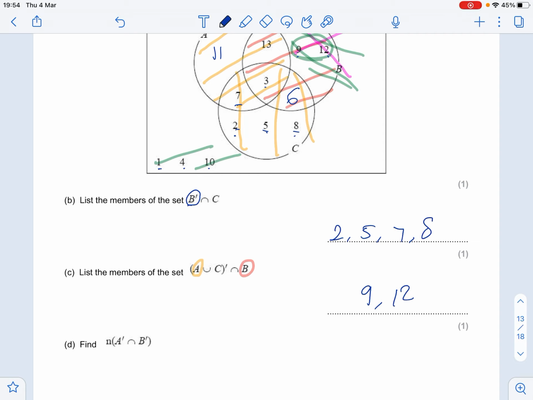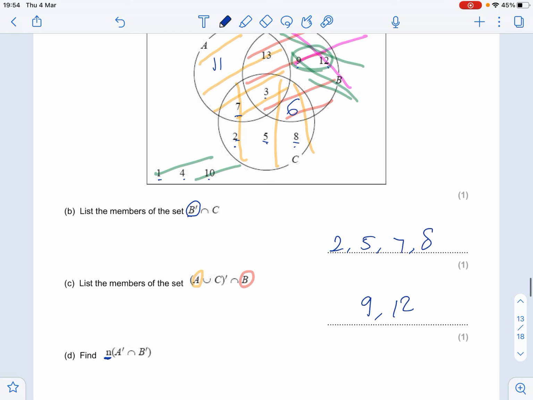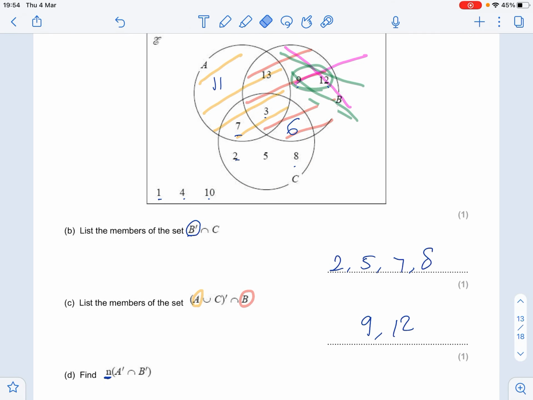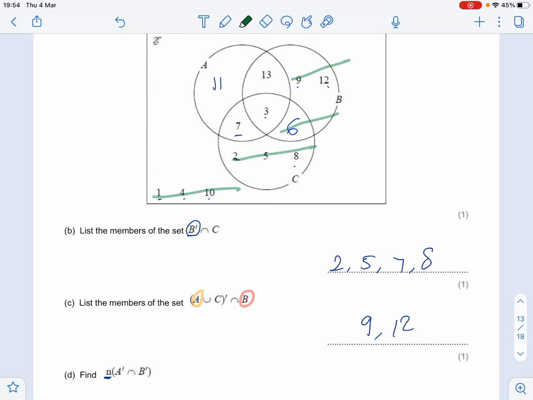Then part D, we're asked to find the number of items in A complement. So let's just clear our screen. A complement means what's not in A, so those numbers are not in A. And B complement is what's not in B, so those numbers are not in B. And we're asked where they intersect. So this is the area we shaded in twice. So we have this, this, this, this, this.